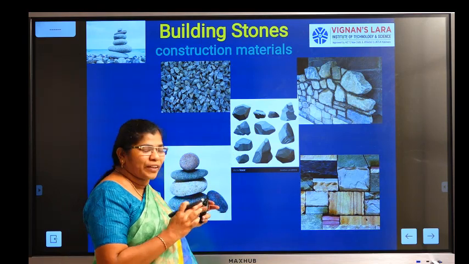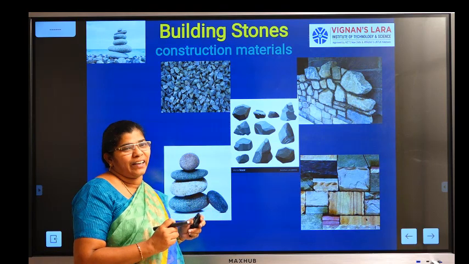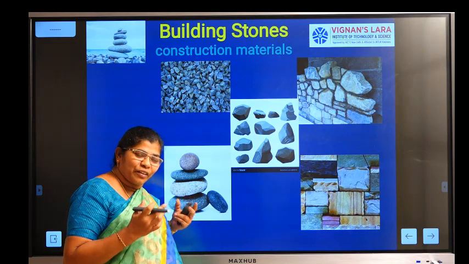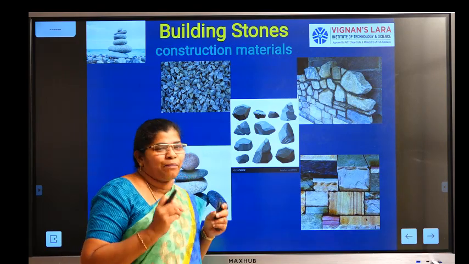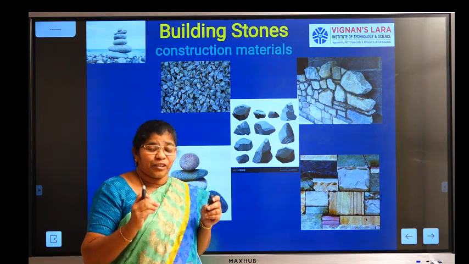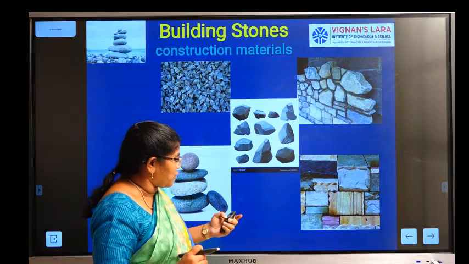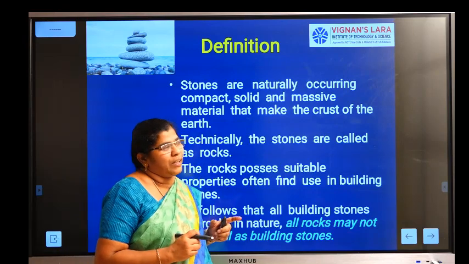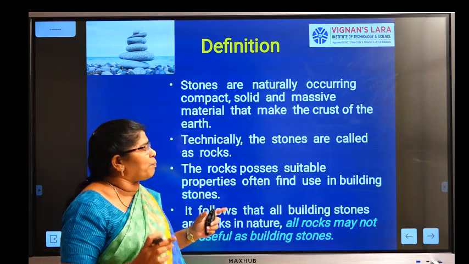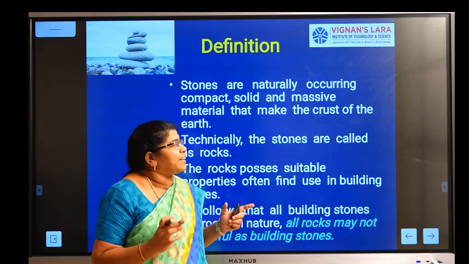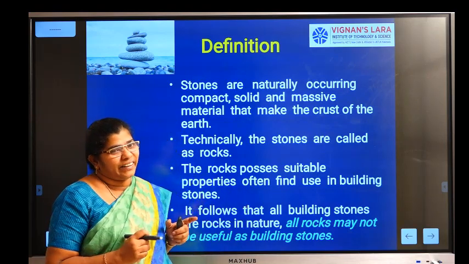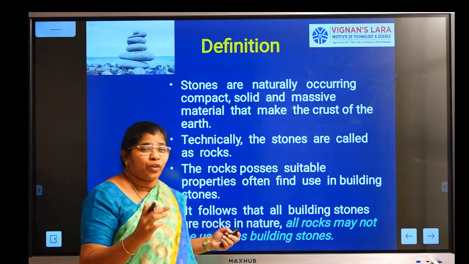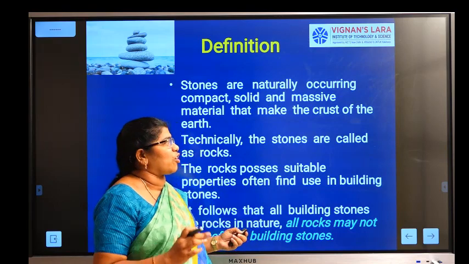So the building also, when we are getting the stone from the Mother Earth, every material that we are taking for the building components or for our eating, everything comes from the Mother Earth. So Mother Earth, we have to be thankful. So the stones also come from the Mother Earth, right? So what is the definition of a stone? It is a naturally occurring compact, solid, massive material that makes the crust of the earth. It comes from the crust of the earth. Mostly the stones we call rocks.